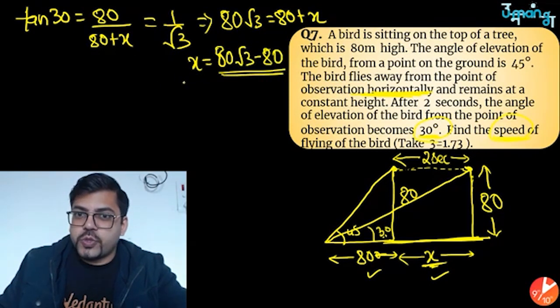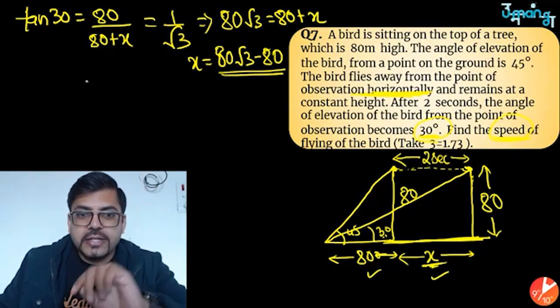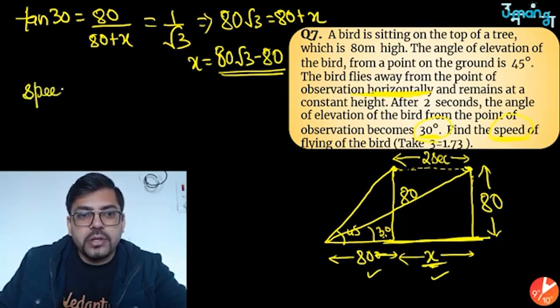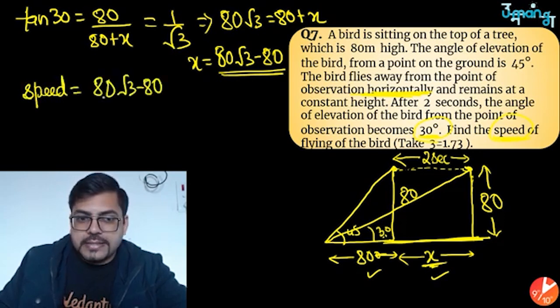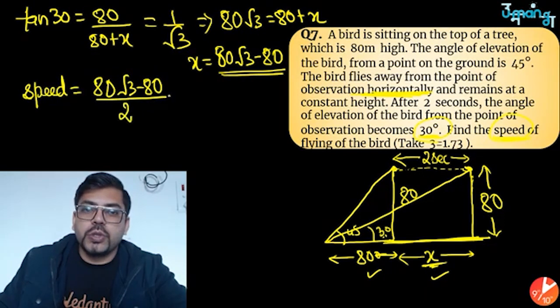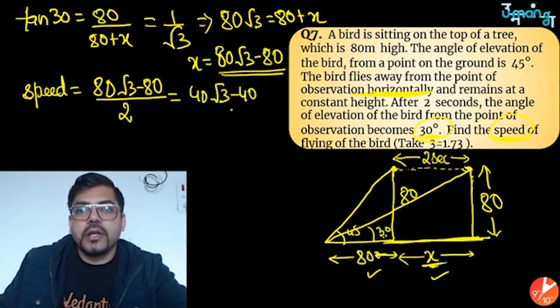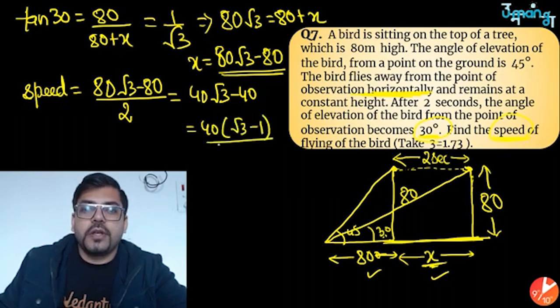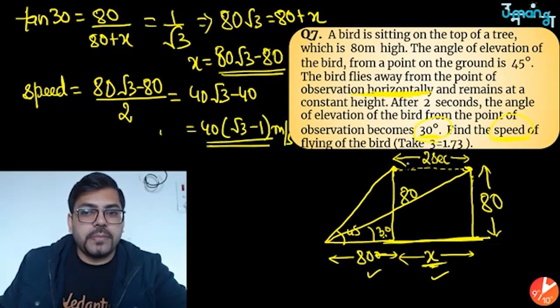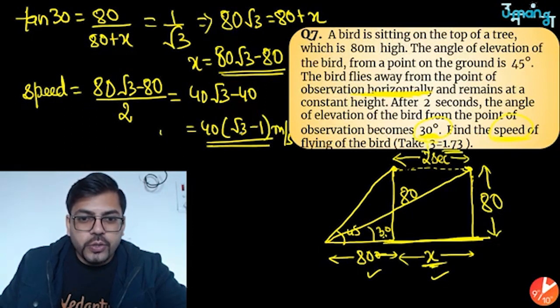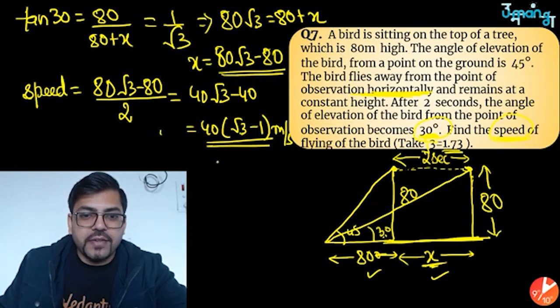This is the distance which the bird traveled in 2 seconds. So if I have to find speed, speed is pretty simple. Distance, 80 root 3 minus 80, upon time. Time is 2. So if you calculate it, that is precisely 40 root 3 minus 40. Hence, you can take 40 common and this will be 40 into root 3 minus 1. This is in meters per second. And you have to take root 3 equals 1.73. It is given here. So you can just write 1.73 and hence you will have the value.